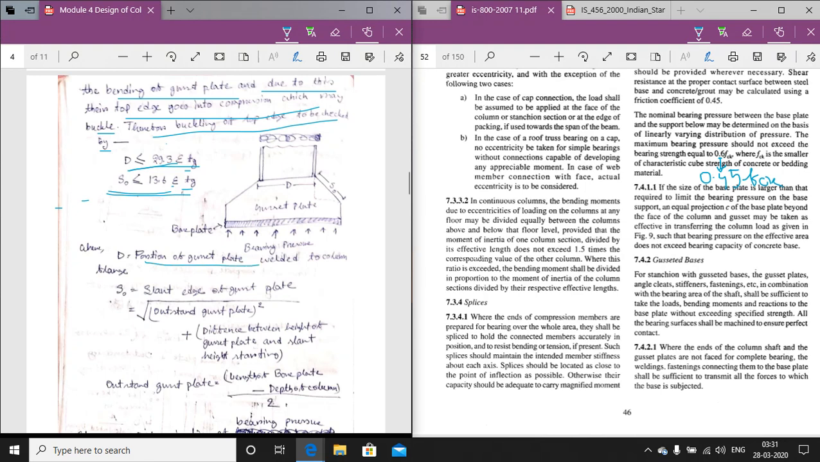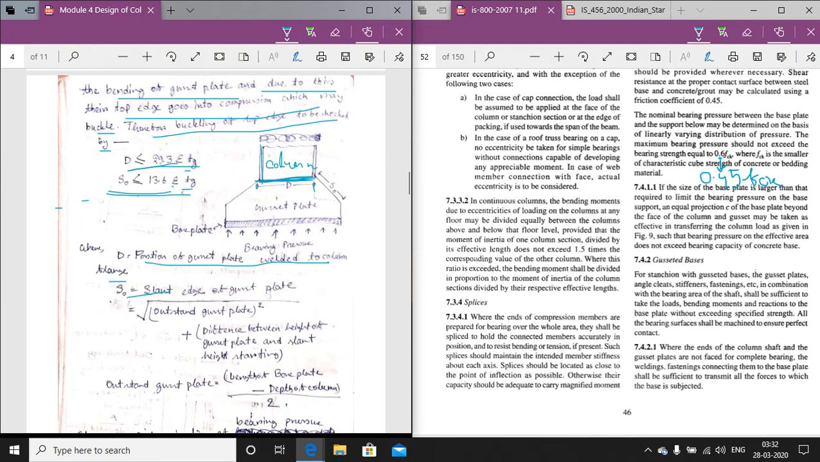D is the portion of the gusset plate welded to the column flange. That means this is the value of D. This portion of the gusset plate is welded to the column. That means this is the column. So this portion of the gusset plate is connected to the column, so this is equal to D, because this is the gusset plate. Now this portion is connected to the column, so this is D, and S0 is equal to the slant edge.